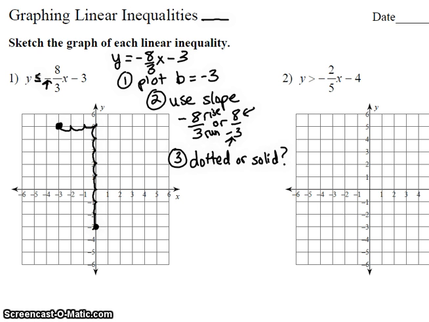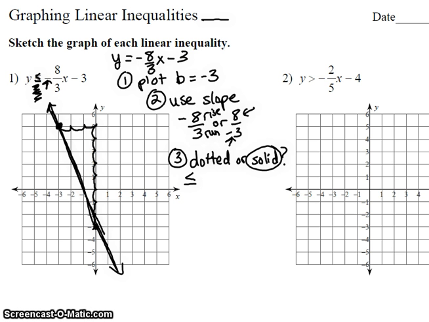So we have to look back to our inequality right here. It's less than or equal to, and when it's or equal to, whether it's greater than or equal to or less than or equal to, we're going to draw a solid line through the 2 points. What that means is our line is included in our collection of answers. There we go, and there's our line.